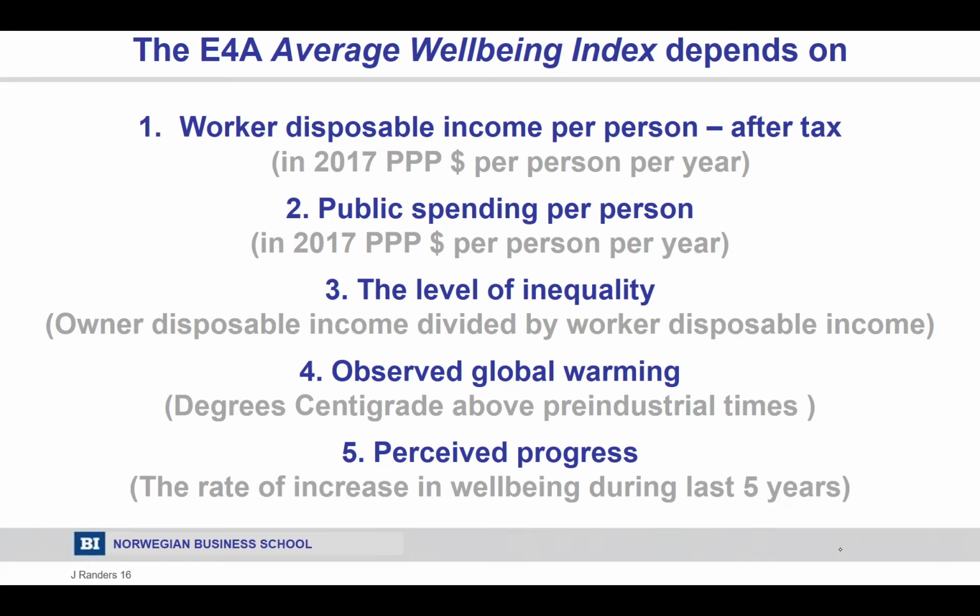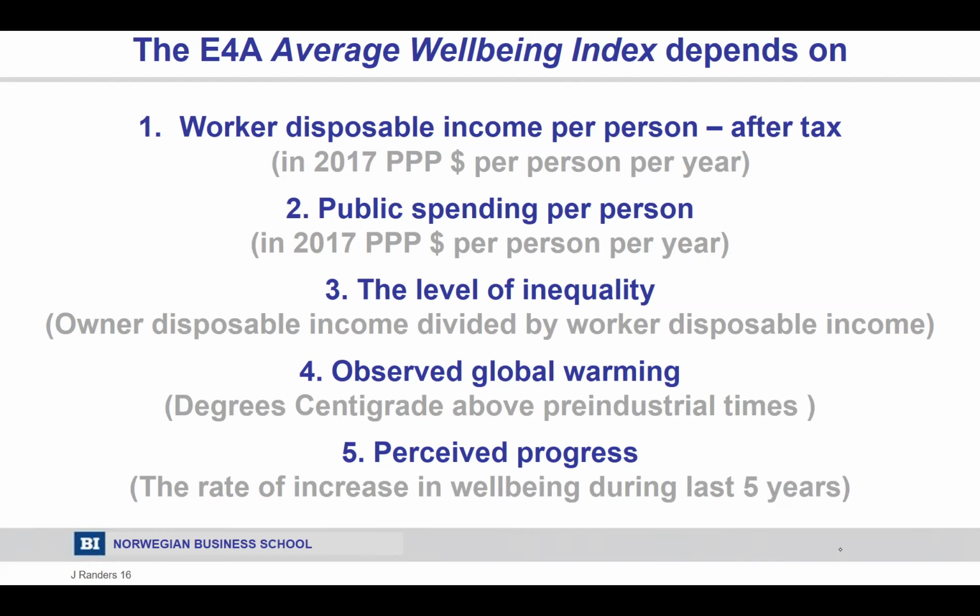So the first component is worker disposable income, per person after tax, measured in 2017 PPP dollars per person per year. The second component is public spending per person. Basically saying that if there is a strong, expensive state that provides health, education, transportation, etc., this adds to the well-being of people beyond their disposable income.